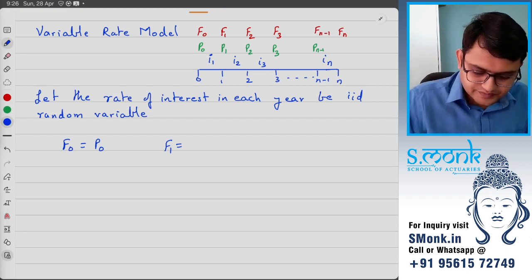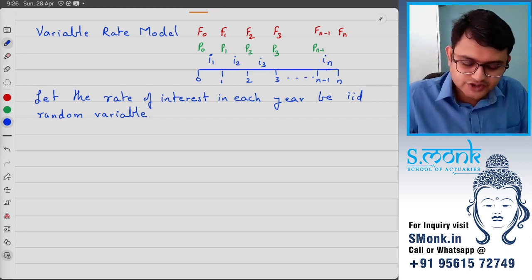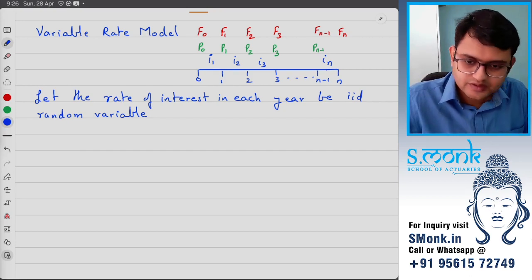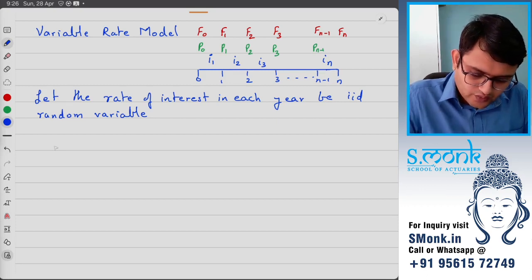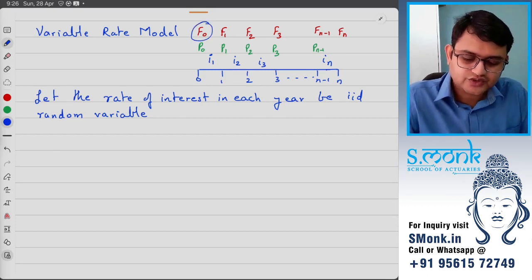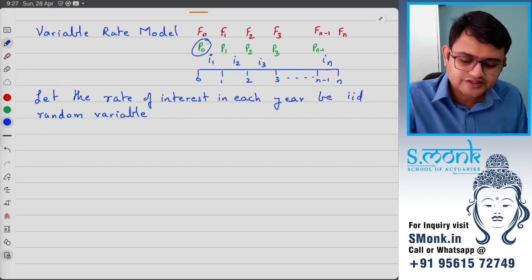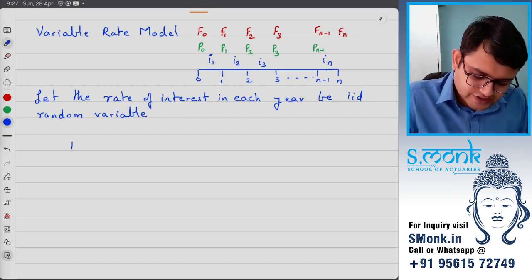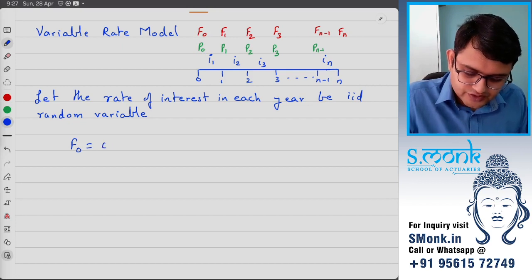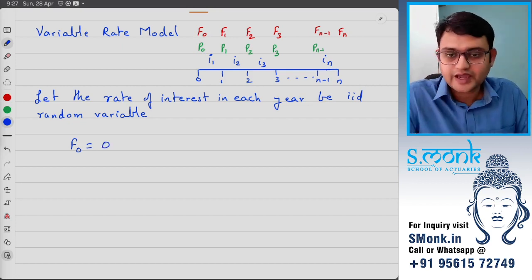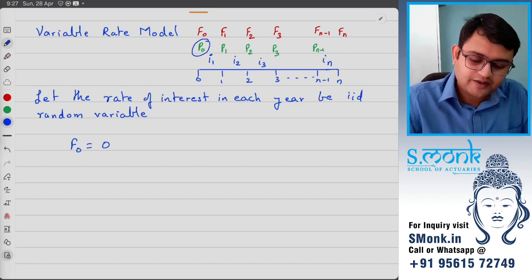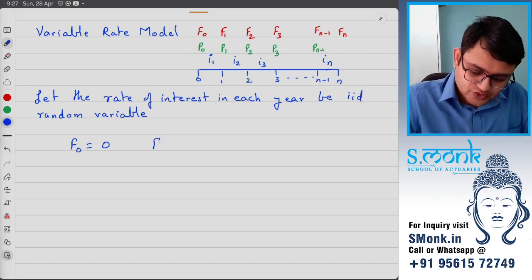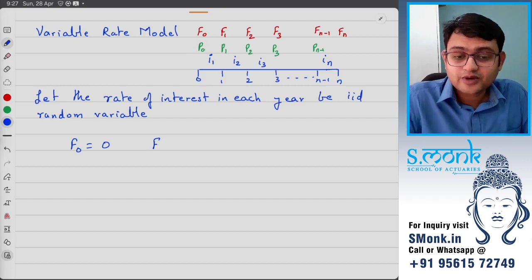Okay, so let's assume that, where were we? Variable rate model. So now what I'm assuming is, fund 0, that is before I paid this amount P0. So let's assume at time 0 fund 0 was 0. I had nothing in the account. Then at time 0 I paid the amount P0.